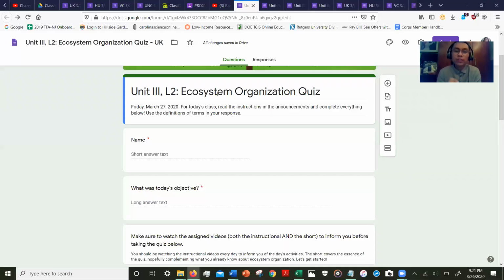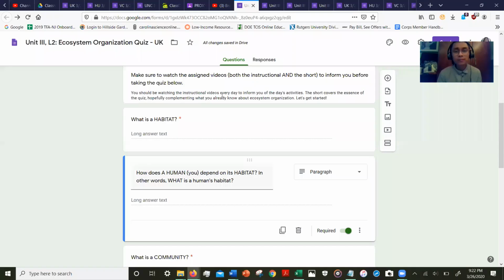Go ahead and read this quiz very carefully. Instructions say to complete everything below, use the definitions of terms in your response. And what I mean by this is when it asks you what is a habitat, put the definition of habitat down. We should already have this in our notes or at least remember it from a couple readings ago. And for example, how does a human, you, depend on its habitat? We should be using the definition of what a habitat is.